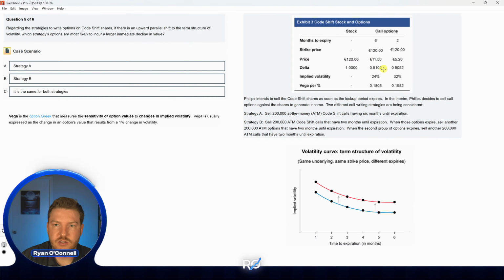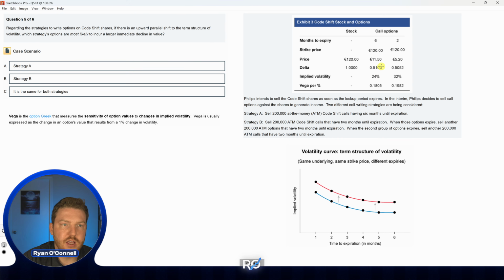With these Vegas, let's take this call option as an example. If the implied volatility were to go up from 24% to 25%, this measures the sensitivity of the option's value to changes in implied volatility. So we should see the price of this option go up by about 18 cents from that 11.50.